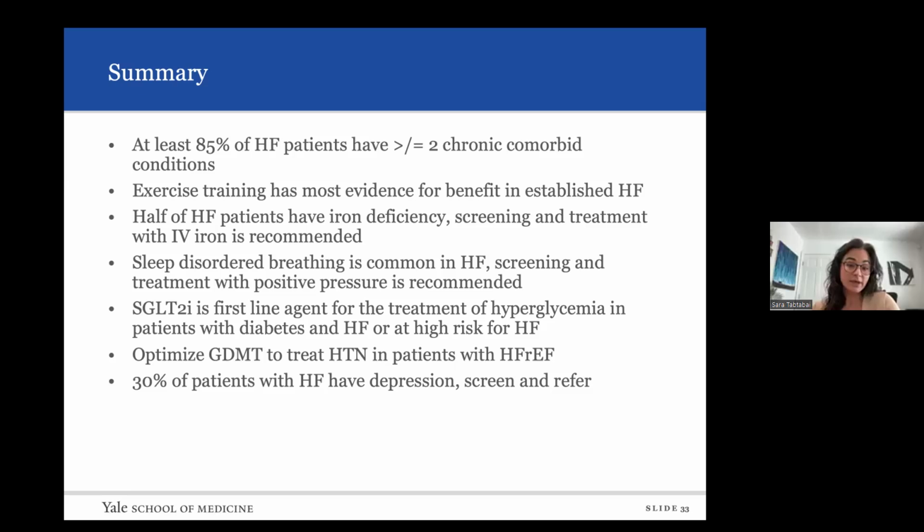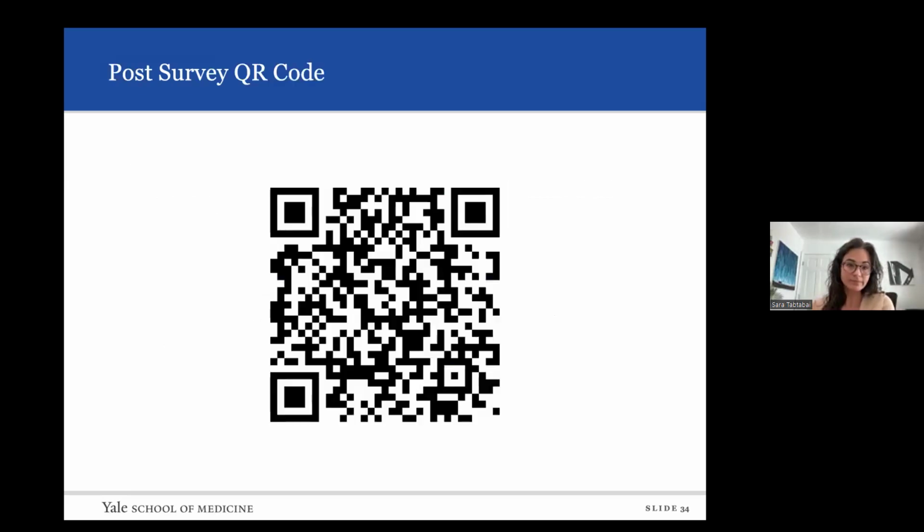And then 30% of patients with HF have depression, screen and refer. And then I would add that SGLT2 inhibitors can help decrease the march towards chronic kidney disease in patients with heart failure. So I'll put here the post-survey QR code for a couple of minutes so folks can grab that. We have a couple of questions for you as well.